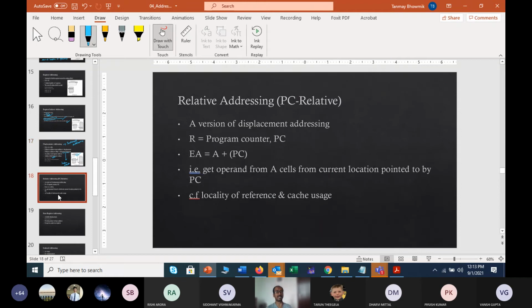So the next part is relative addressing, and in parentheses it is written PC relative. So PC relative: PC is not your personal computer. PC is basically the program counter, right? I don't know whether I told you this term the previous day or not.